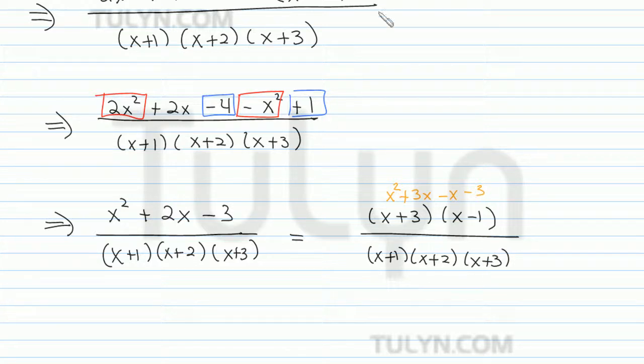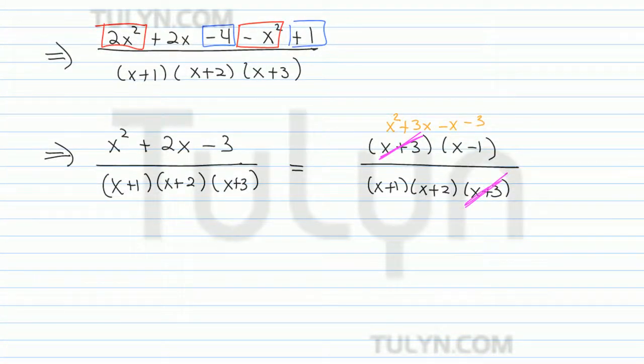Now notice that in the numerator and the denominator, there's an x plus 3 that we can factor out and cancel. So our final answer is x minus 1 over x plus 1 times x plus 2, since there isn't anything else we can do to cancel out any terms.